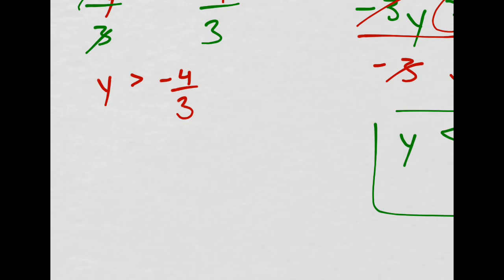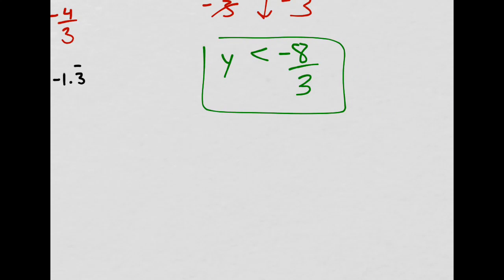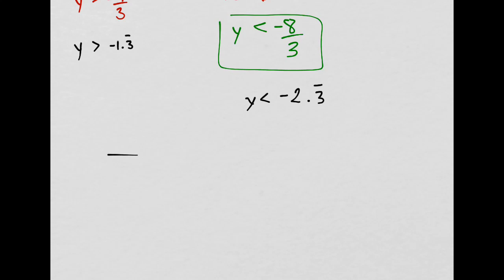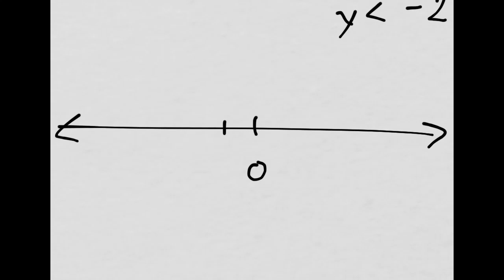As a decimal, just so I can write it on the number line and understand it a little bit better, you can write it like this as well if you want. I think negative 4/3 is negative 1.3 repeating, maybe. And then this one is y less than negative 2.3 repeating, I think. So if I graph this on a number line, here's my 0, negative 2.3, and then negative 1, negative 2, negative 2.3 maybe right there. I'll just say negative 2.3.